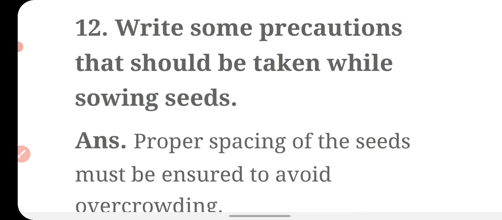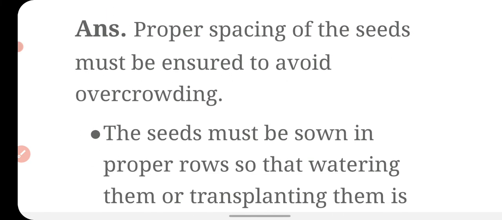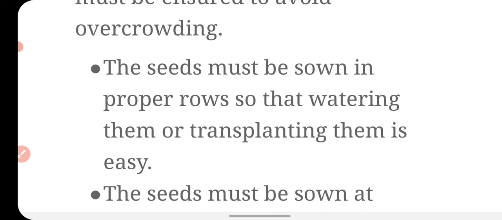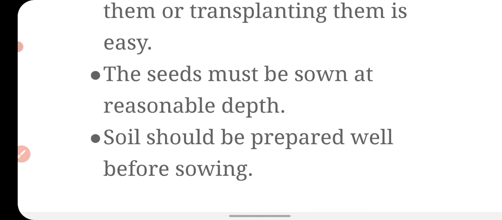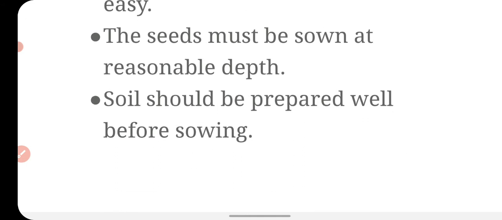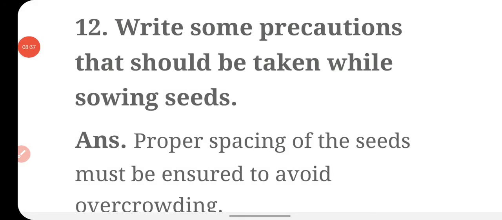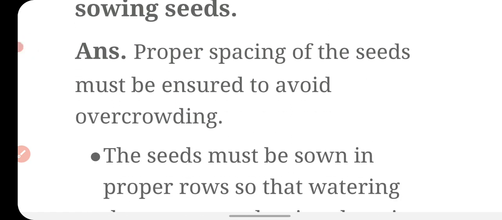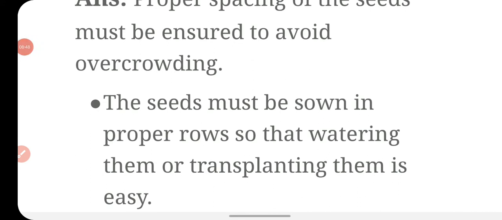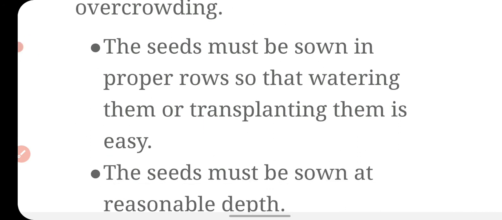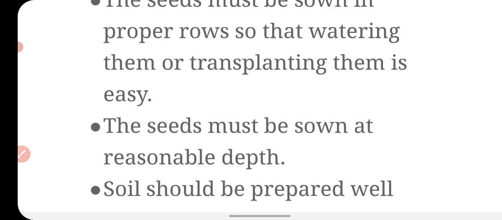Now the last question is, write some precautions that should be taken while sowing seeds. So proper spacing of the seed must be ensured to avoid overcrowding. The seed must be sown in proper rows so that watering them or transplanting them is easy, and the seeds must be sown at a reasonable depth, and soil should be prepared well before sowing. So these are the precautions we should take while sowing the seed, because proper spacing is necessary so that overcrowding can be avoided, and when we sow the seed in proper rows, then it is very easy to water them and transplant them.